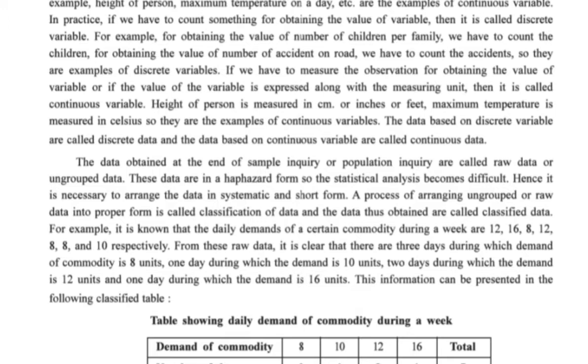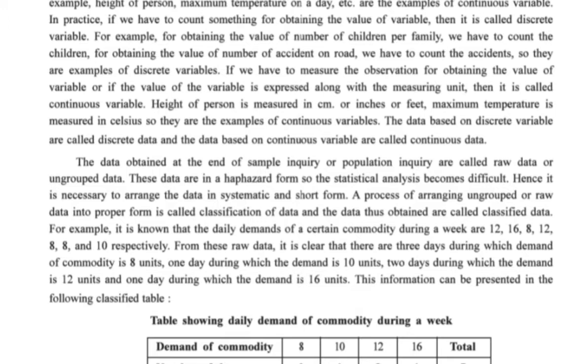A variable assuming definite or countable values within a specific range is called a discrete variable. I repeat, a variable assuming definite or countable values within a specific range can be regarded as a discrete variable. I would like to explain this with the help of an example.